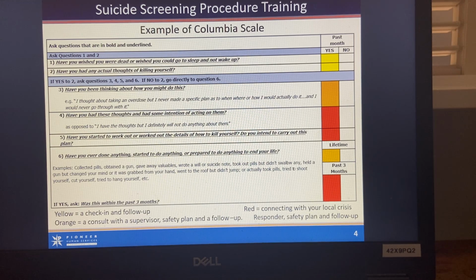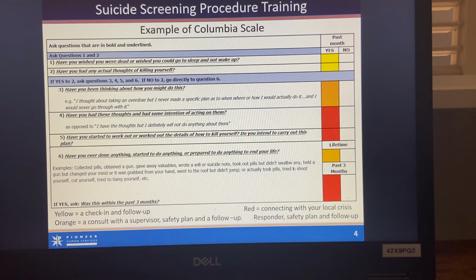Question number 3. Have you been thinking about how you might do this? This question is asking whether or not a client has thought about a type of plan at this point. Have they thought about how they might end their lives? This could include things like medication, stepping in front of a car or a train, or stepping in front of traffic, hanging oneself, or killing oneself with a gun. If they answer yes, we go on to question number 4.